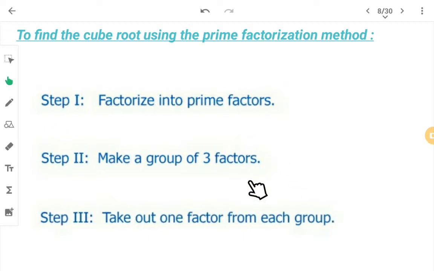These are the 3 steps we follow to find the cube root using the prime factorization method. First, we prime factorize it, next we make groups of 3 factors, and then we take out 1 factor from each group. Okay, we'll move on to the example.